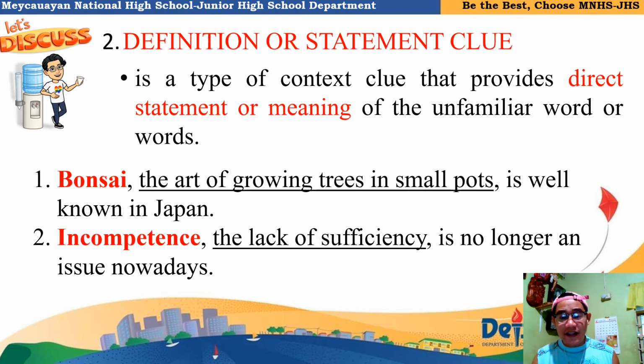Incompetence, the lack of sufficiency, is no longer an issue nowadays. Again, what do you mean by incompetence? How do you define that word? Very good. It is the lack of sufficiency. Again, it is separated by a comma. Okay, so that is for our examples for the second type of context clue, which is definition or statement clue. Let's now have the next slide.